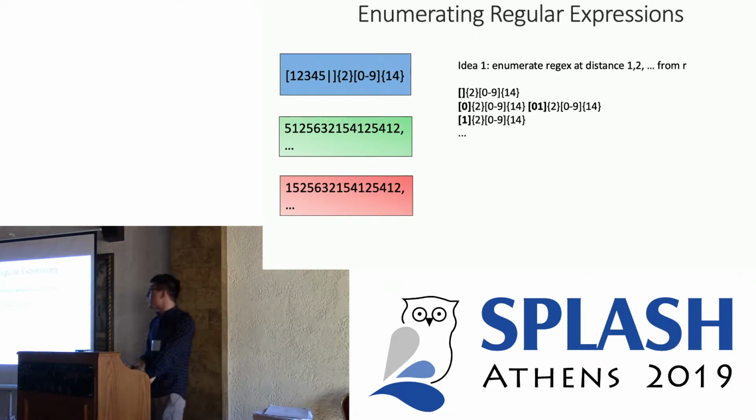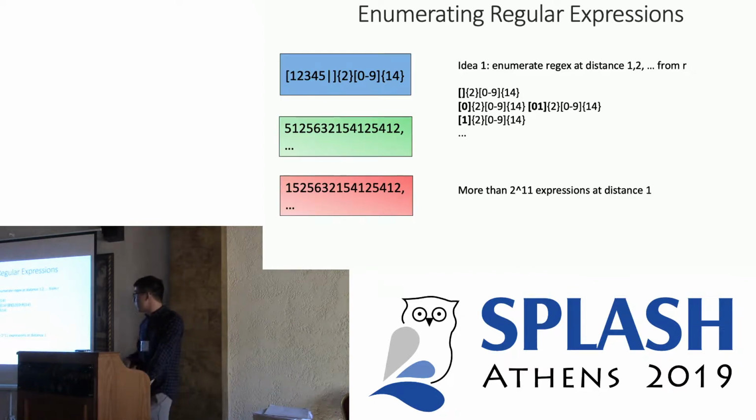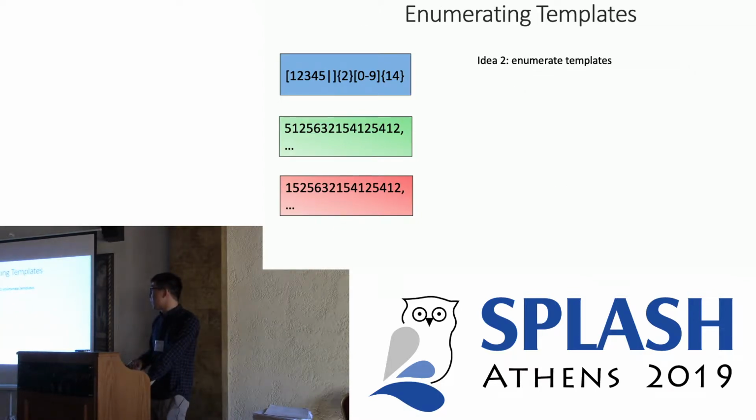So a naive approach to this repair problem is to enumerate every concrete regex in an order of increasing distance. So if we're changing the first character class of the input expression, there might be 2 to the 11 expressions at distance 1 because there are 10-digit numbers and a bar summing up to 11 different characters in these examples. And soon we are going to find this will not scale. So we will remedy this by using template.